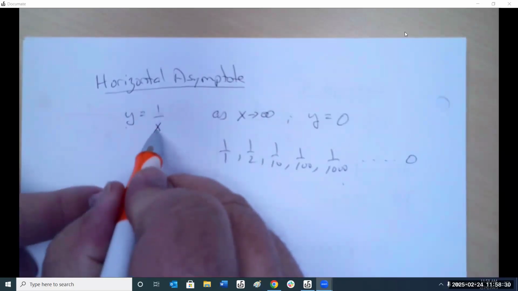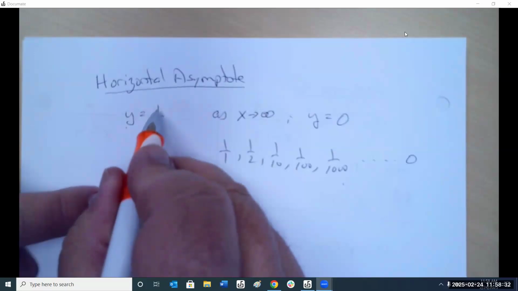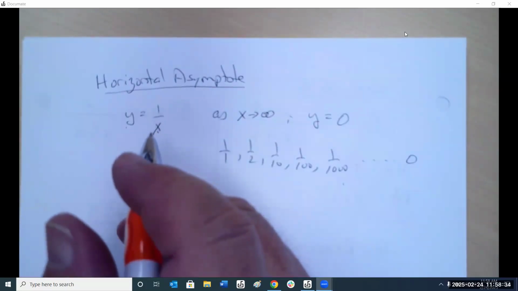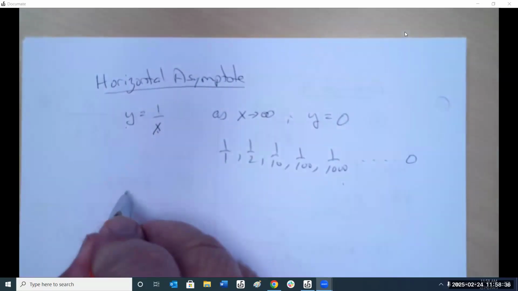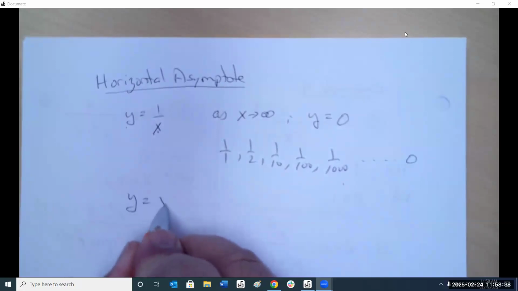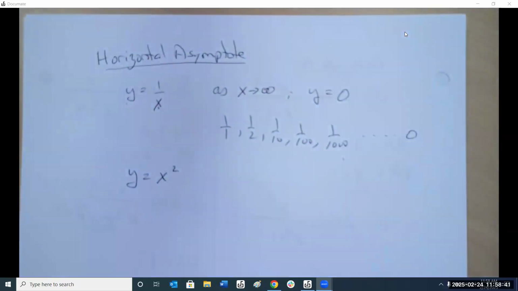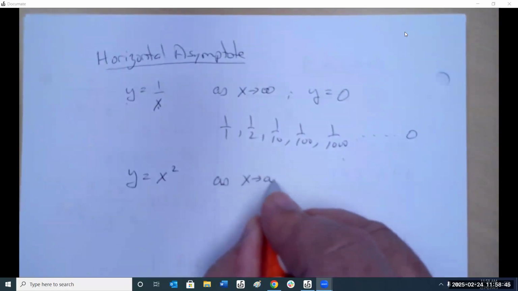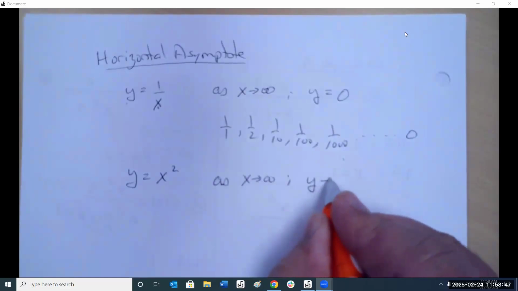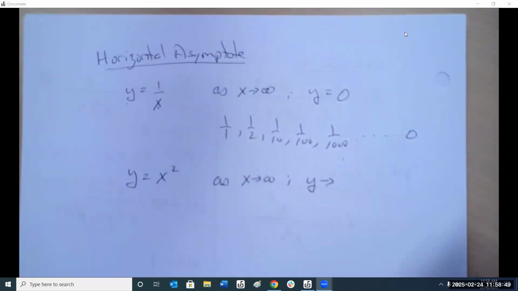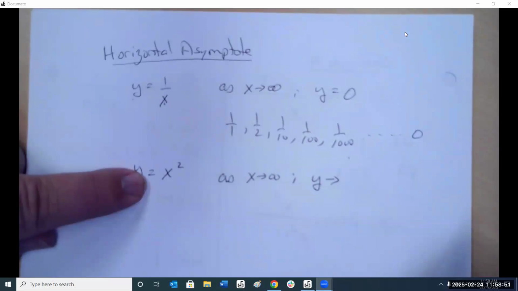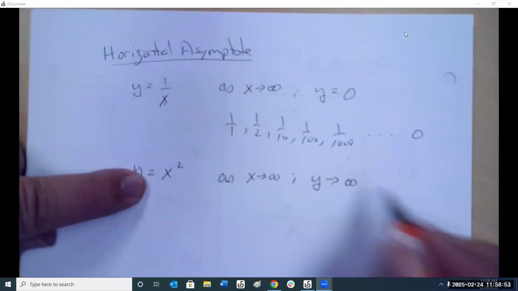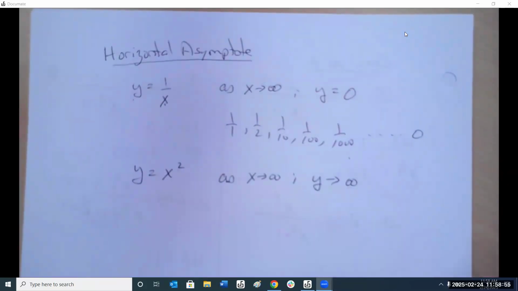So notice there's more x's on the bottom than the top. That's the thing that you're looking for. What happens if we have this function? As x goes to infinity, where does y go to? Infinity. Just a lot faster because it's squared.